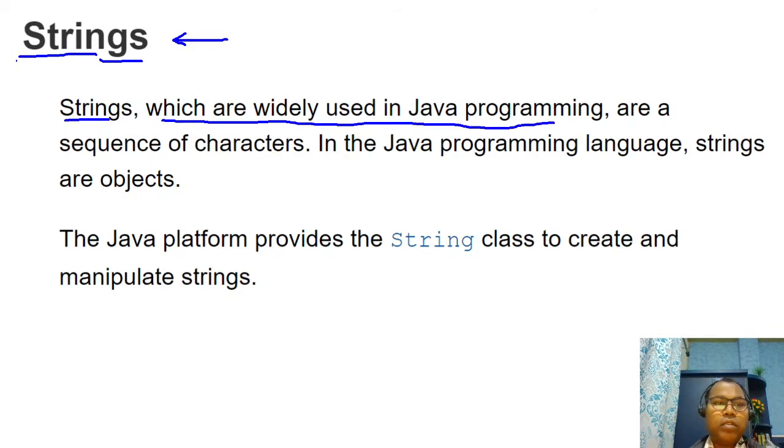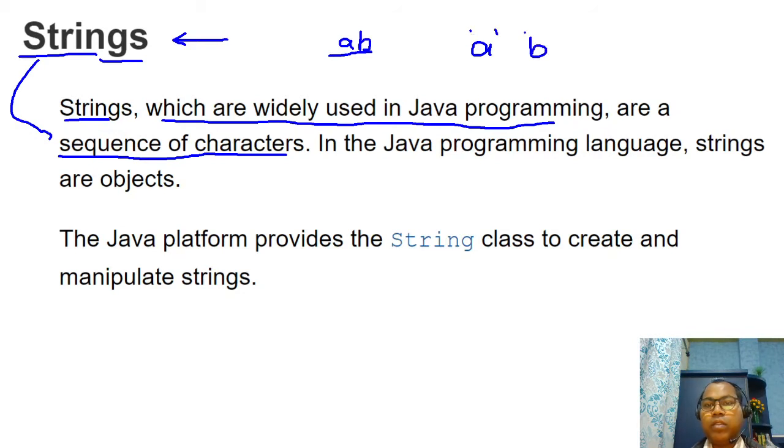And what are strings? A string is a sequence of characters. Let's say this is A and this is B. If you write A individually in single quotes, this is a character. B is a character. If you combine A and B and specify them in double quotes, this is a string. Single quote, single character; double quote, string.